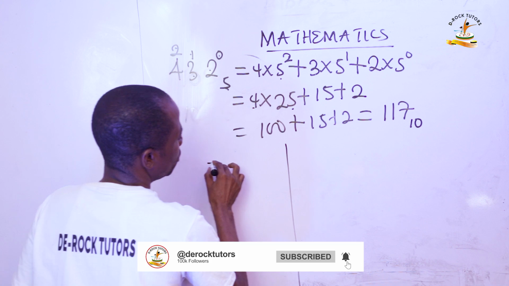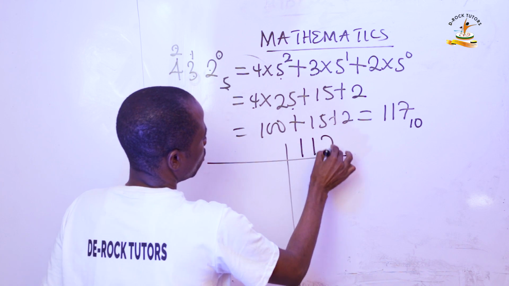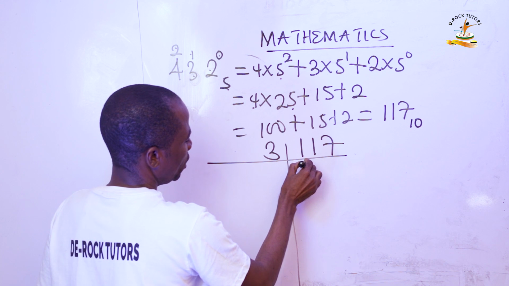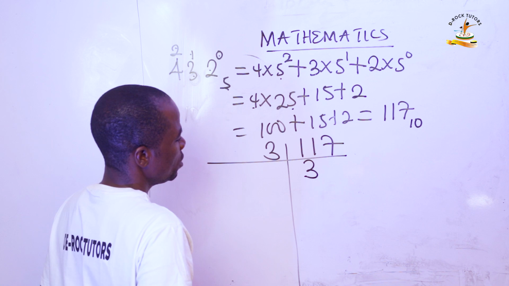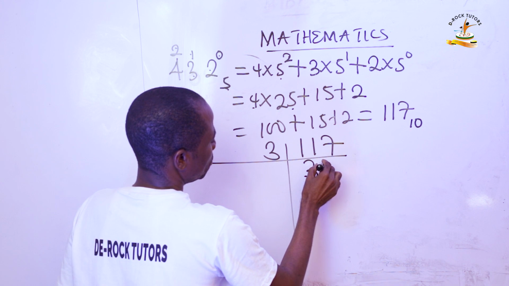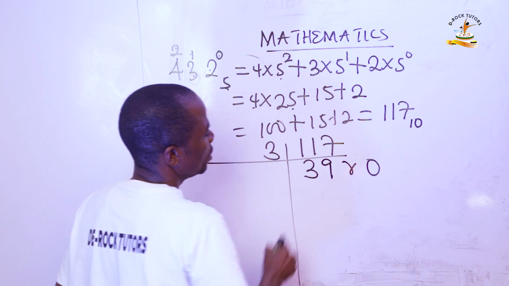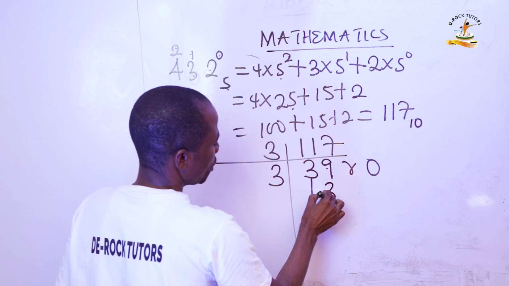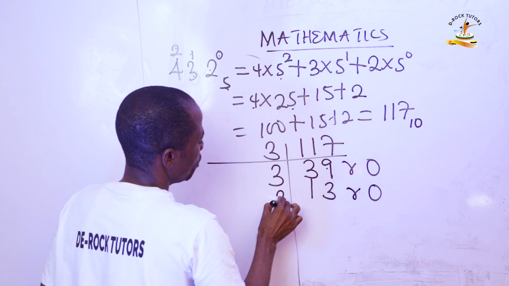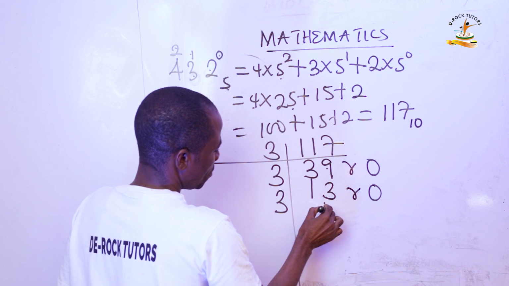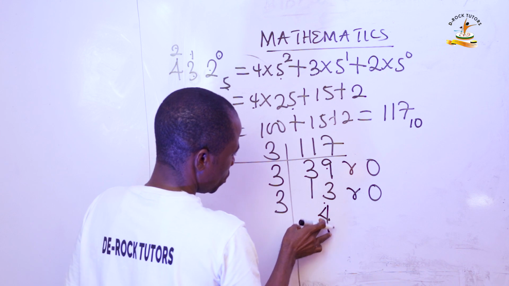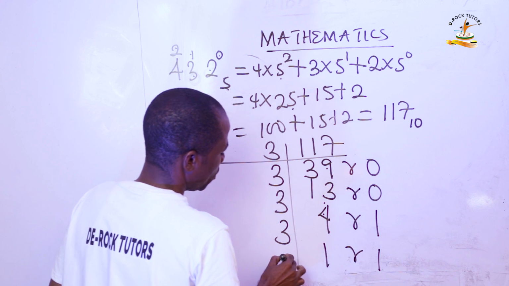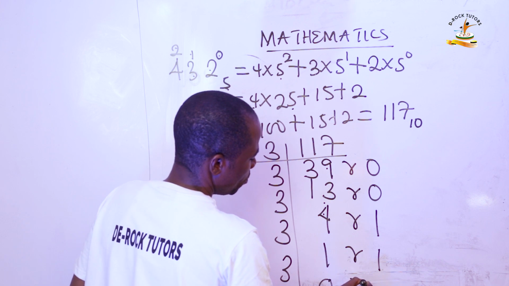How do we do that? Simple. We use our knowledge of the binary system. 117 to base 3: 3 goes in 117, 39 times, remainder 0. Then we do the same thing. 3 goes in 39, 13 times, remainder 0. 3 goes in 13 four times, because 3 times 4 is 12, remainder 1. Then 3 goes in 4 once, remainder 1. 3, of course, cannot go in 1, that is 0, remaining 1.